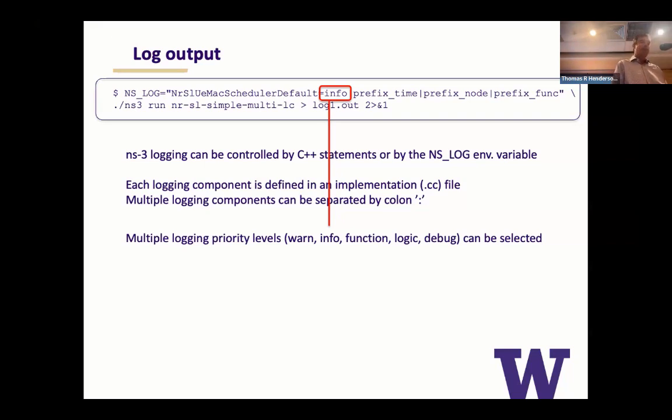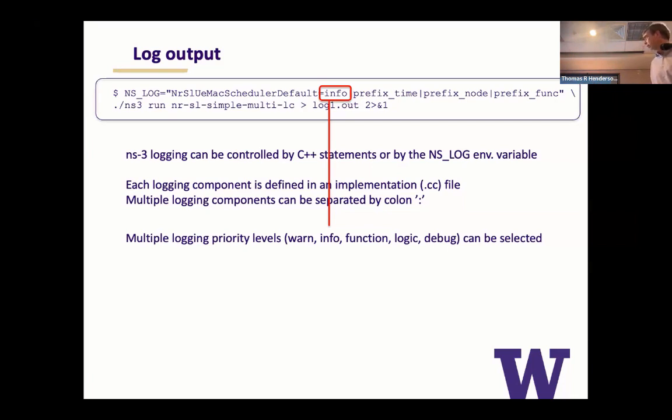I recently pushed a commit that'll be in the latest NS3 release. I'd like to go through a lot of our models and make the info level the level of debugging that will show the key events going on in a model, and then move some of these other logging priority levels lower, such that if you really want to see the gory details of what's going on, you would enable something at a lower level like logic and debug.